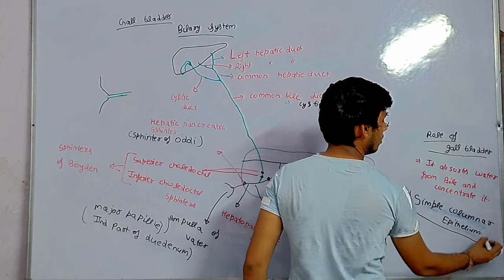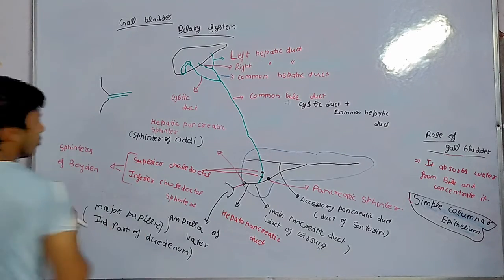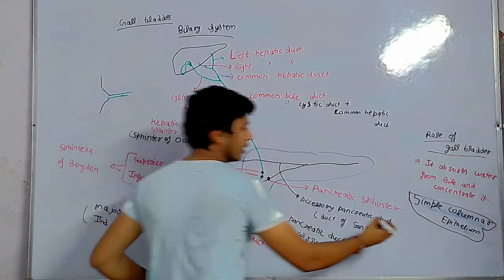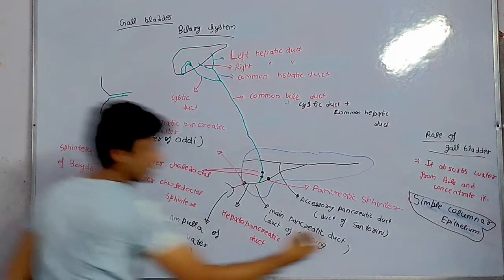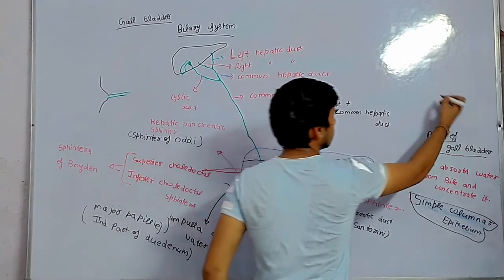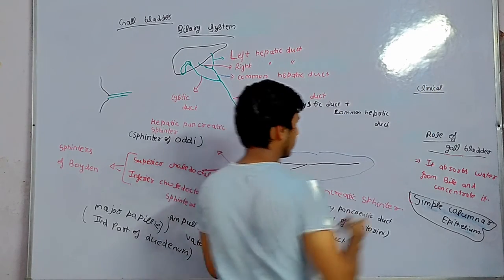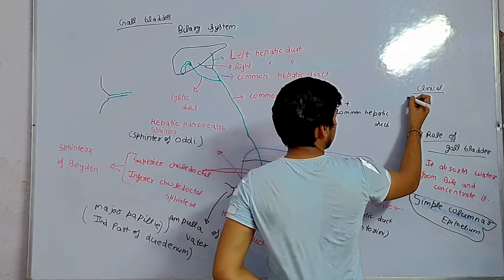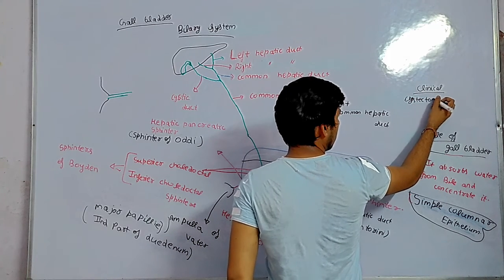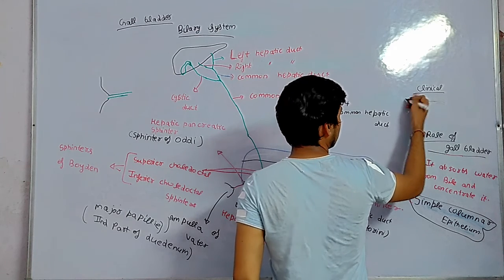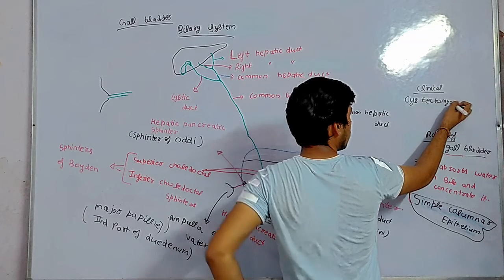Then, in clinical anatomy, one important clinical topic is cholecystectomy. We already know this is the more common clinical anatomy. In clinical, cholecystectomy, removal of the gallbladder. What is the removal of the gallbladder?